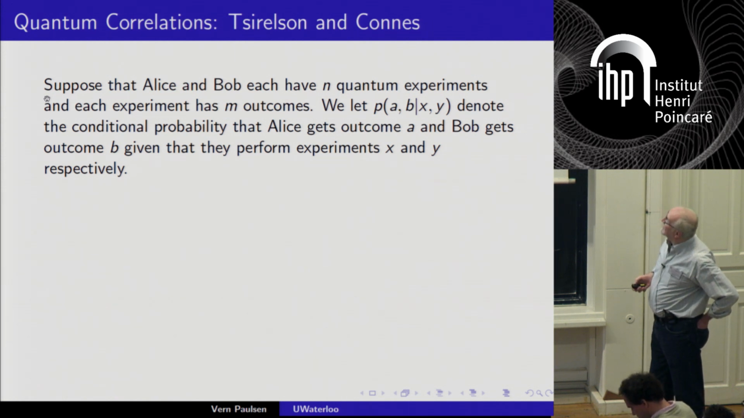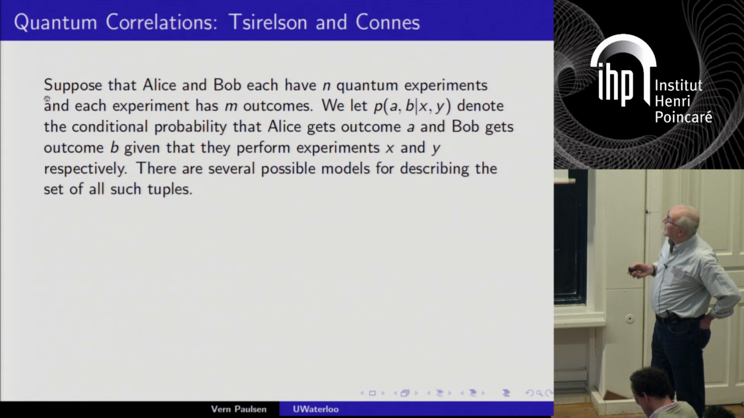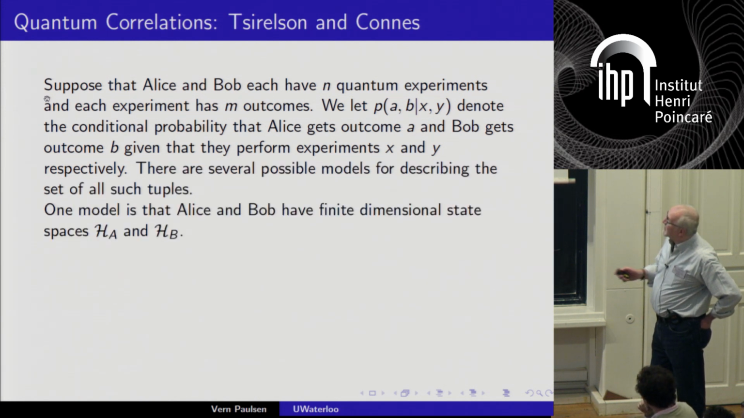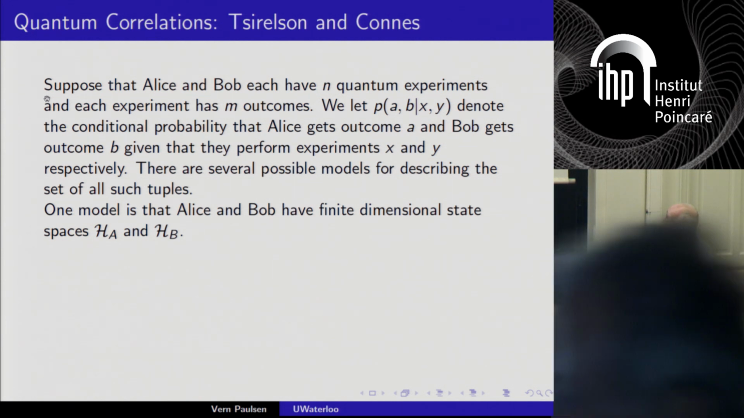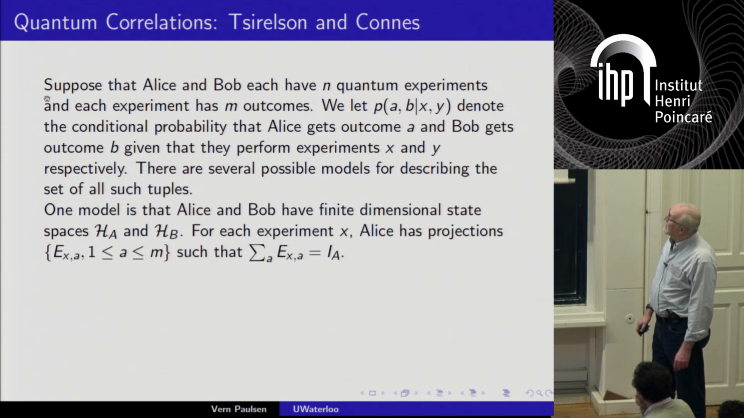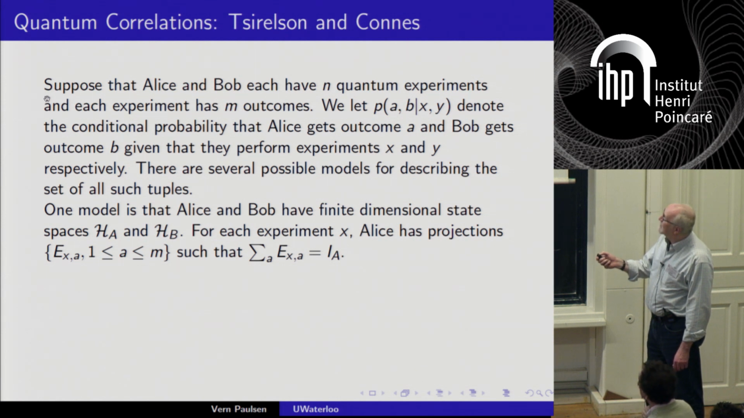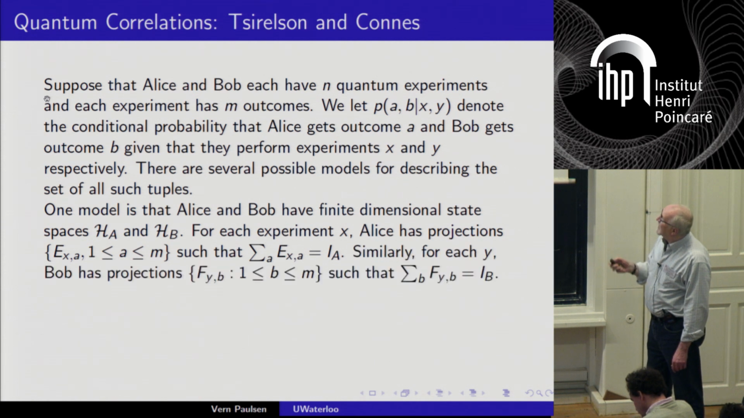There are at least three mathematical models for describing what these kinds of probability densities can look like, and that's what we want to look at to begin with. The first, most basic model is that Alice and Bob each have a finite dimensional state space which describes the states of their labs. These are two Hilbert spaces. For each experiment X, Alice has a projective measurement system, a set of projections which add up to the identity operator as you sum over possible outcomes. Similarly, for each possible experiment Y, Bob has a set of projections which, as he sums over his possible outcomes, add up to the identity.